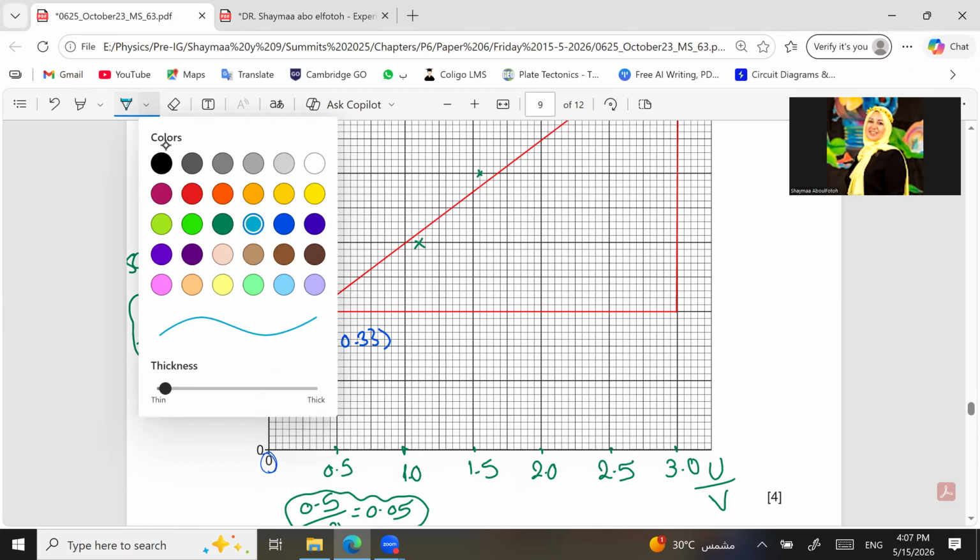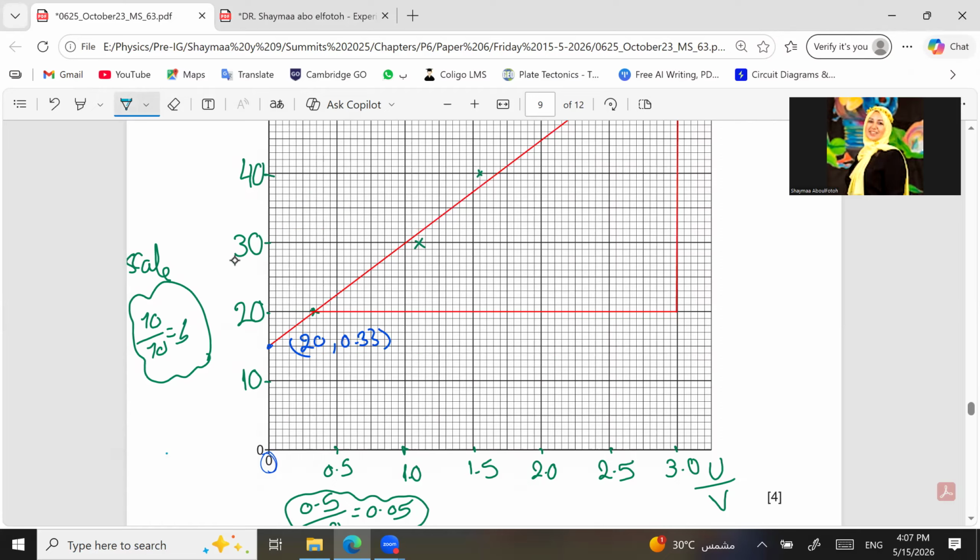Let's see the difference between the two numbers in the y-axis scale. We have 30 and 20, the difference between them is 10. How many tiny squares are between them? 10. So 10 divided by 10 is 1. So each tiny square will be 1, so it will be 20, 21, 22, 23, 24, 25, and so on.